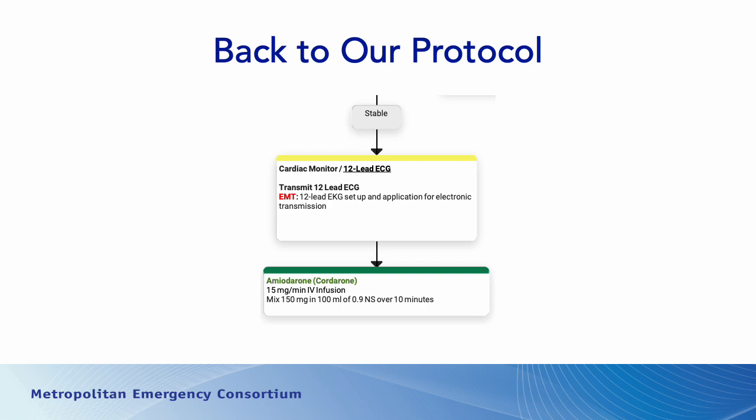Okay, back to our protocol. So again, we're going to put a stable patient on a cardiac monitor, we're going to transmit a 12 lead, and then we're going to give them amiodarone as an infusion. If at any point the patient becomes unsteady or unstable, we're going to sedate them, we're going to cardiovert.